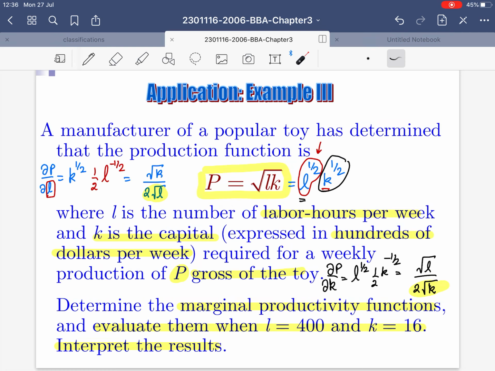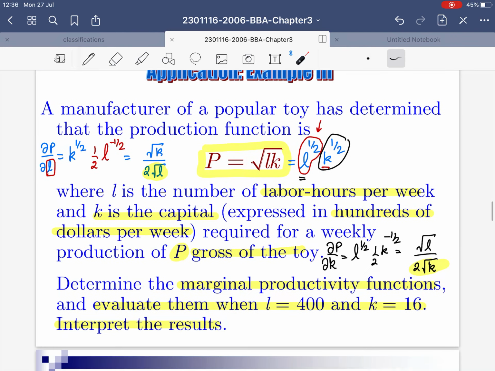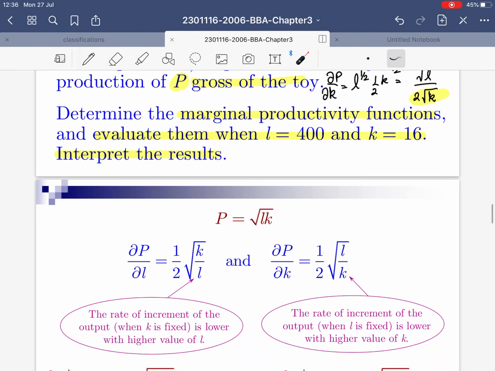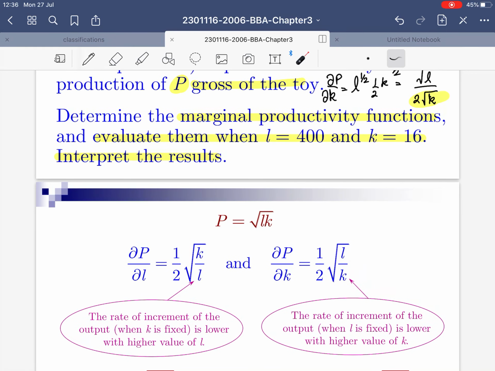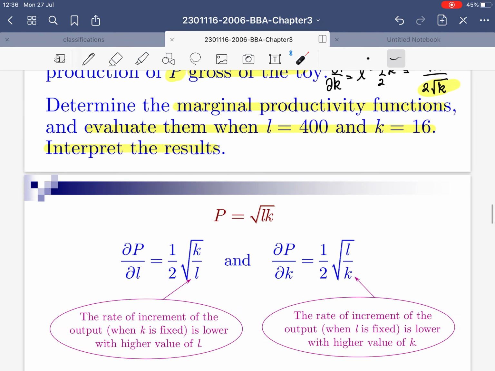Okay, and this one as well, the change of K depends on the higher the level of your K at the origin. Okay, so let us look at the typing version and then also the interpretation. So this one, the rate of increment of the output P whenever your K is fixed is lower, right? Because it depends on the value of L. If your L is getting higher and higher, the increment will be lower.